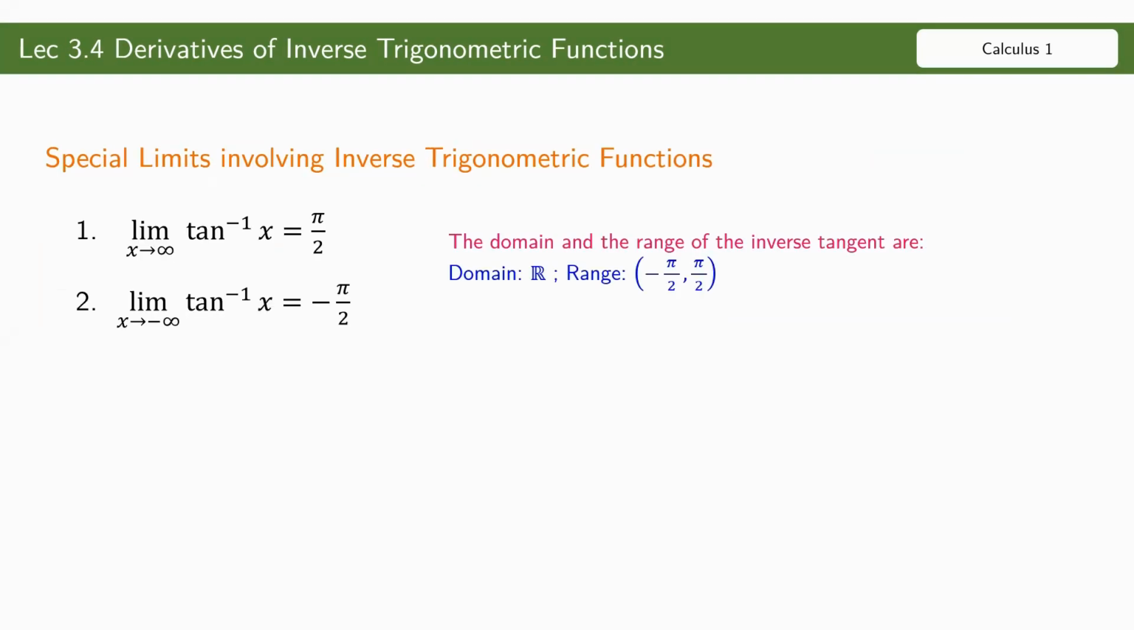Here are the special limits involving inverse trigonometric functions. These are commonly used specifically when we are solving improper integrals, when we discuss improper integrals in integral calculus. The limit of arctangent x as x approaches infinity is equal to pi over 2, and the limit of arctangent x as x approaches negative infinity is equal to negative pi over 2. The domain of the inverse tangent is the set of real numbers, and the range is the open interval from negative pi over 2 to pi over 2.